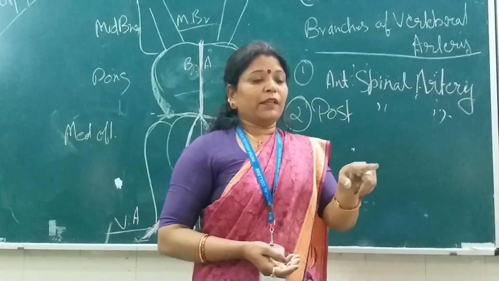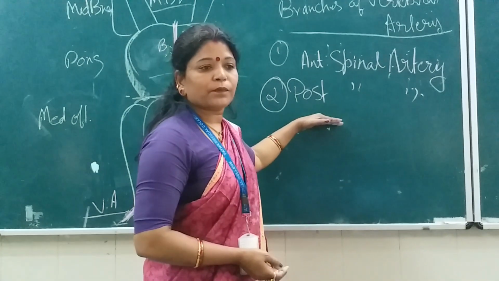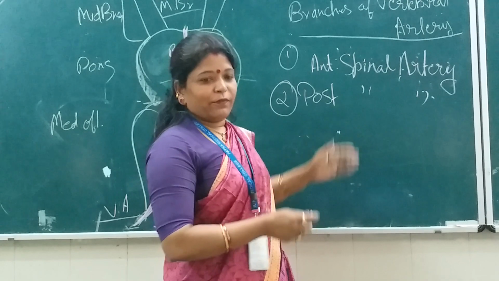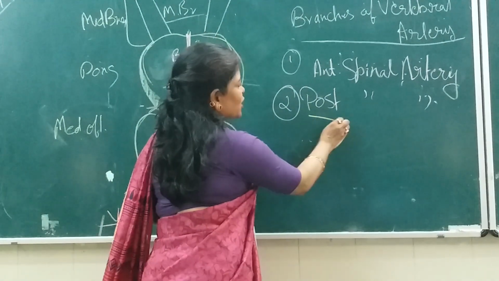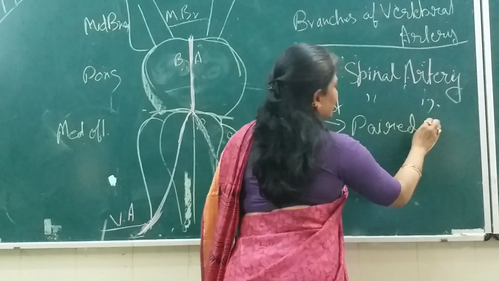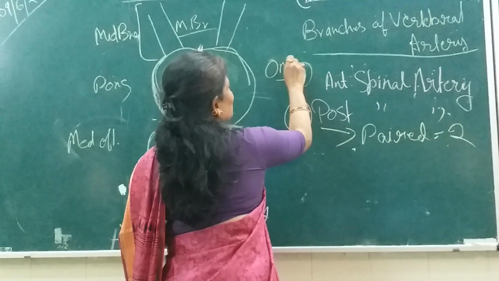Now you tell me whether this artery is paired or unpaired. Posterior. Very good. The posterior spinal artery is the paired one. That means it is 2 in number. But the anterior spinal artery is single. It is 1 in number.